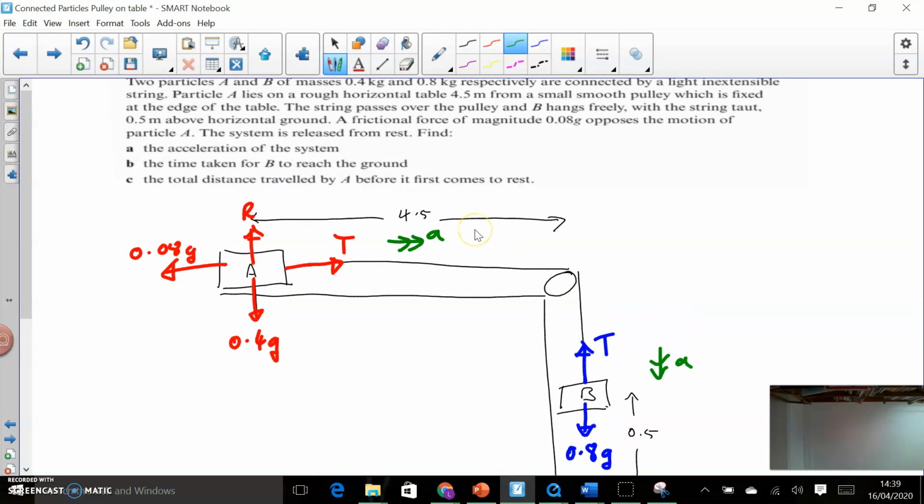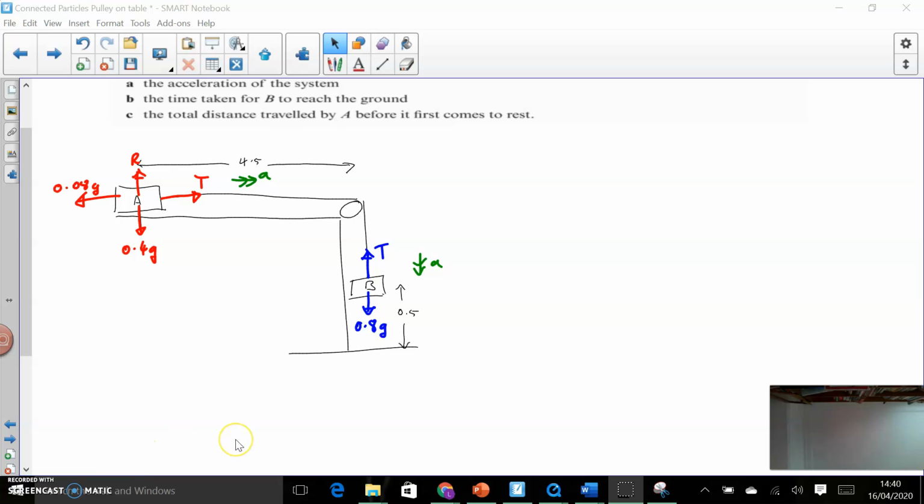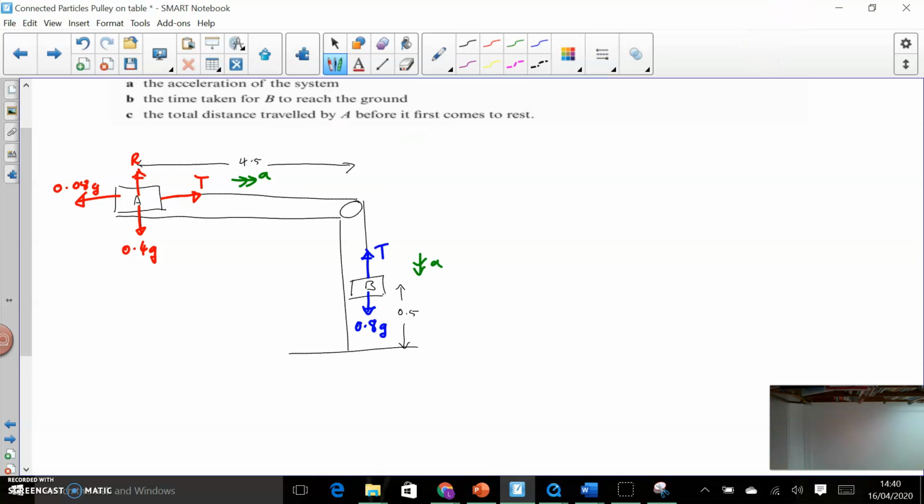Okay, so that is the diagram. The next task is to find the acceleration of the system, that is A. Of course, we use Newton's second law, what we normally do, and we're going to do that for each particle.